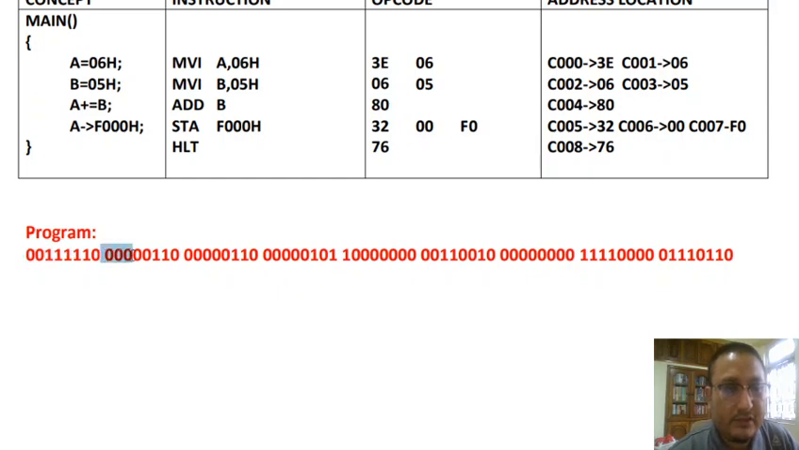Likewise 06: 0000 is the representation for 0 and 0110 is the representation for 6. Again we have 06, then 05, then 80, then 32, subsequently 00, then F0, and 76. Just see, I have created a binary code for the entire program. In case of a high level program, this is the role of the compiler.